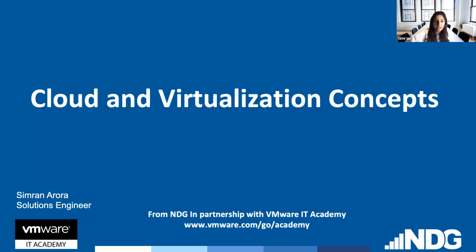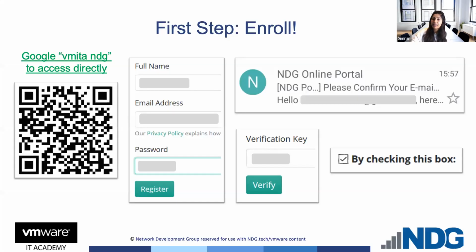If I was to quickly show you the screen, this is where you've got the code, which you can scan and log into the site itself, or you can Google VMITA NDG to access the website, which can help you enroll into the platform. Let me just quickly stop sharing, and I'll walk you through the entire process. That way, you can see what the place will look like. So let me just share my screen again now.